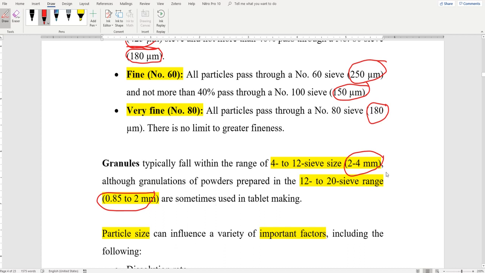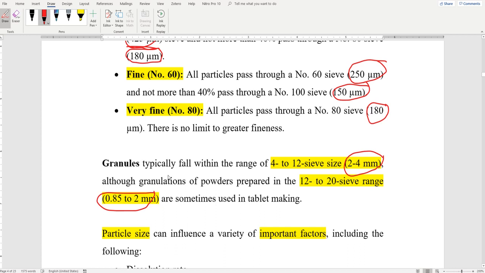Of course these ranges are not sharp ranges that cannot be something different. No, granules can be used alone as a dosage form with a size maybe less than this 2 to 4, and in tablets it can be less than 0.85 to 2 millimeters.